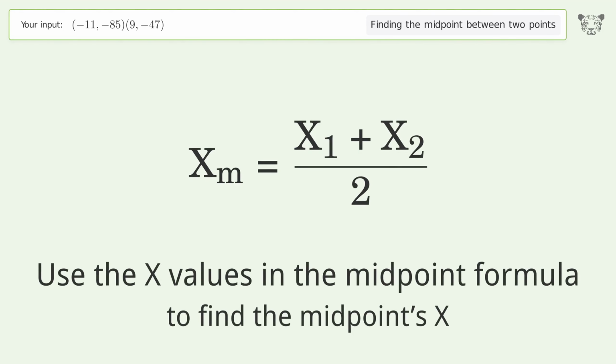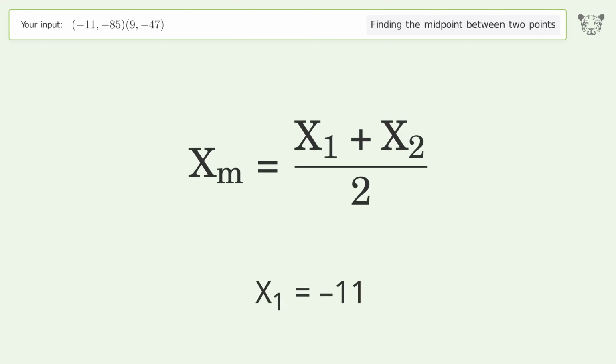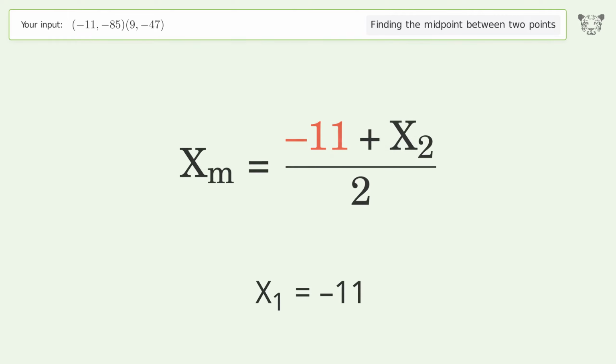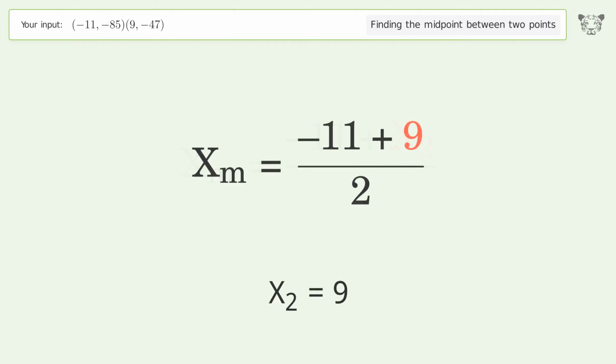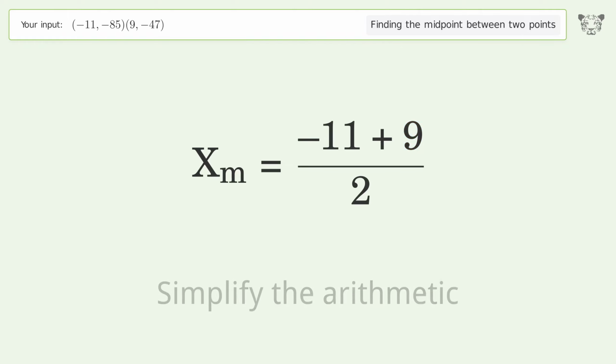Use the x values in the midpoint formula to find the midpoint's x. x1 equals -11. x2 equals 9. Simplify the arithmetic.